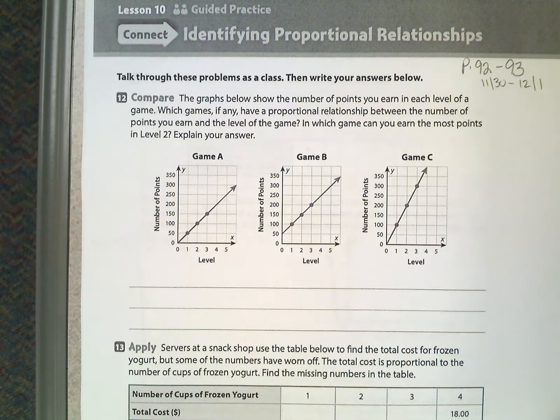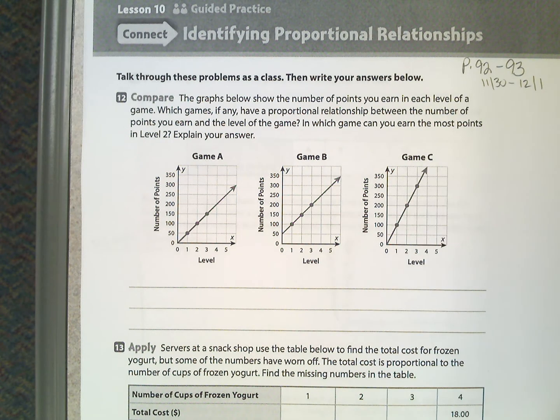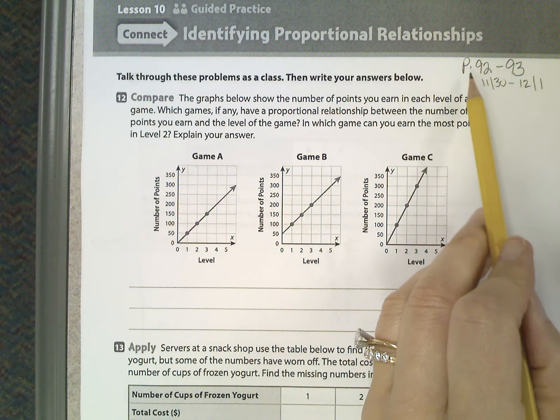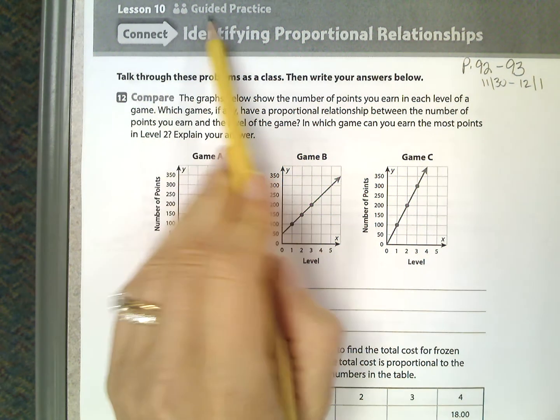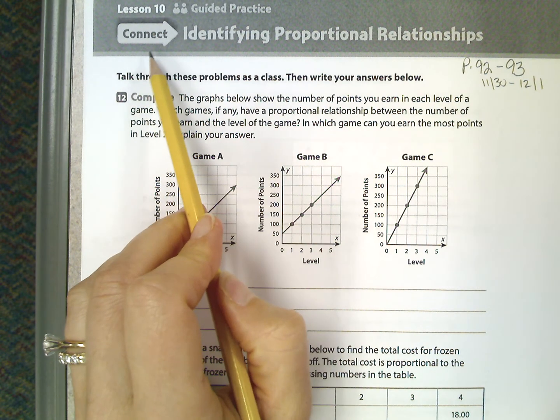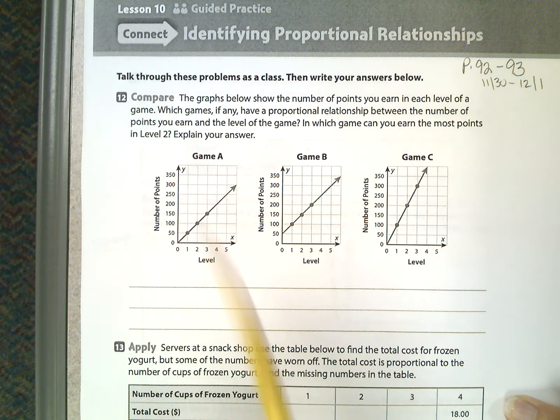If you are watching, today is November 30th or December 1st, depending on what day you have math. We are going to be in one of your stapled packets from the iReady book. Look for page 92 to 93. It should say Lesson 10, Guided Practice, and the top part should say Connect. We're going to continue identifying proportional relationships. And this page has 3 graphs right at the top, so it might be kind of easy to find.